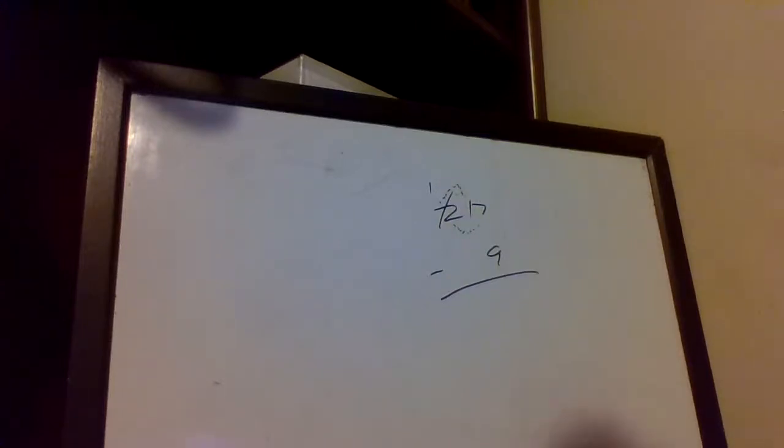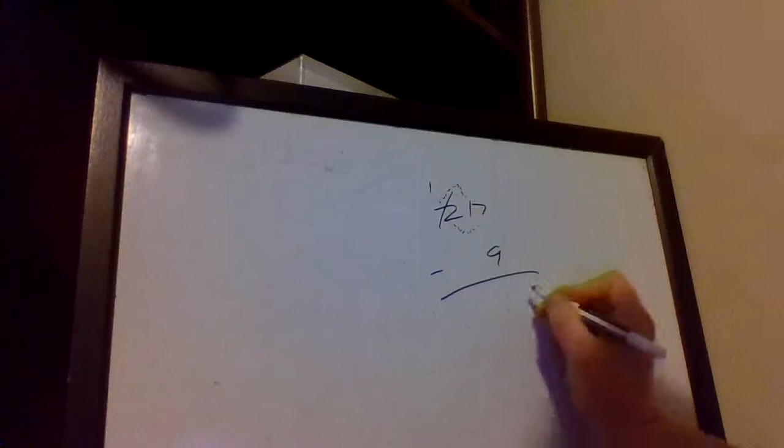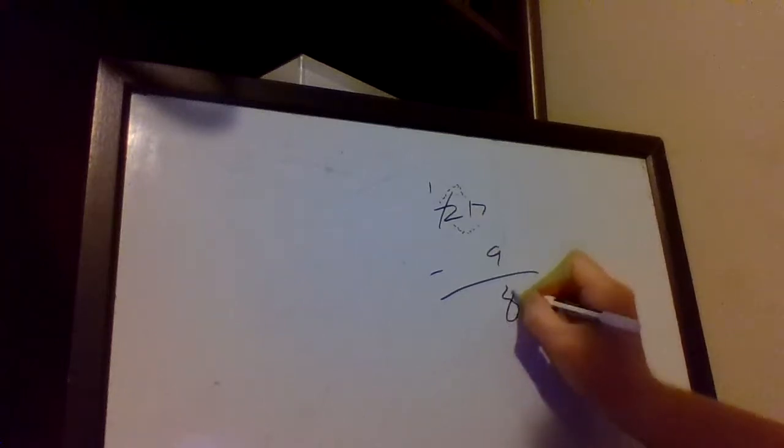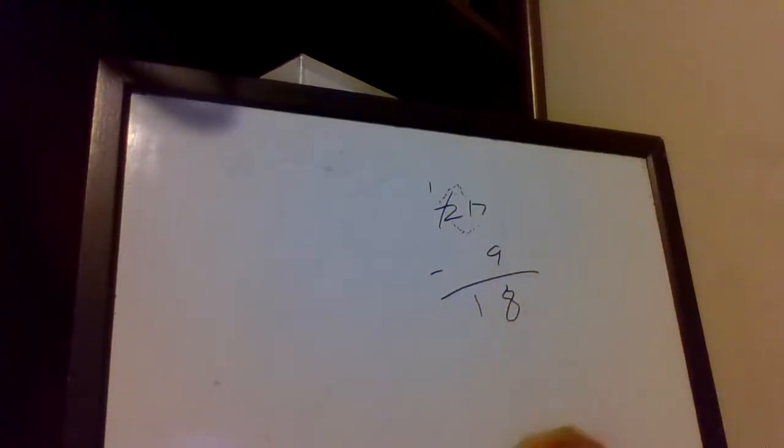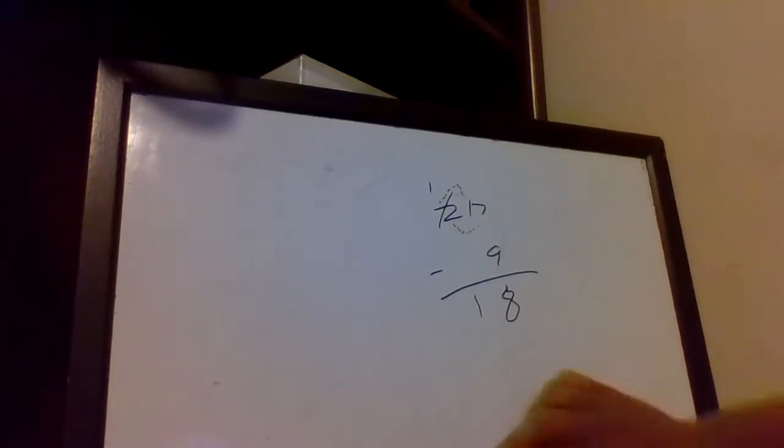Now we're ready to subtract. 17 minus 9 is 8. And 1 minus 0 is 1. So we get 18. And so since we're reviewing, I'm going to not check, even though you know how to check, because we went over it pretty extensively. So now let's do our zeros.